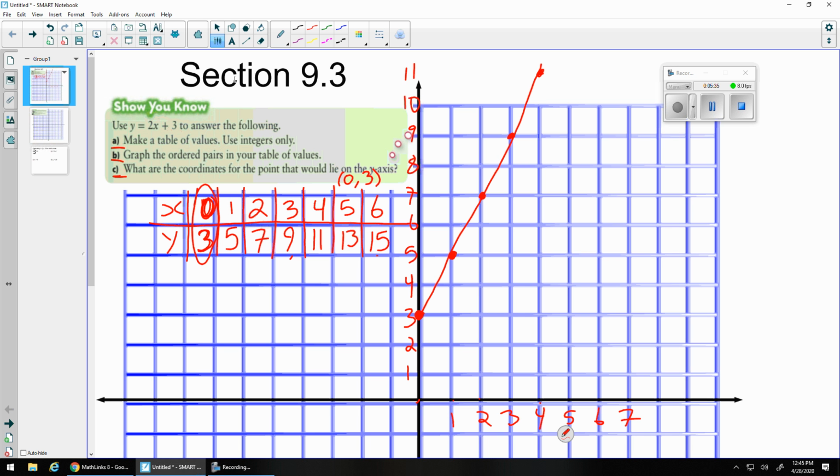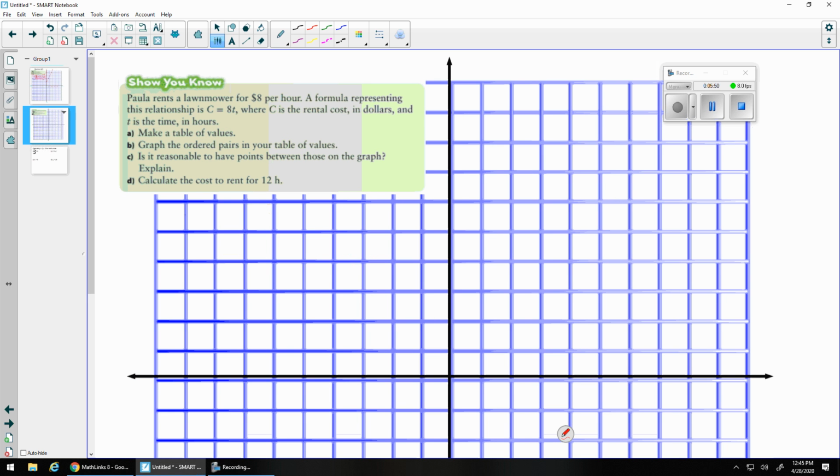Okay? So all we were really mainly doing here was taking our equation, turning it into a table of values, and then taking that table of values and turning it into a graph. That's the main thing. Okay, so here we have a situation. Paula rents a lawnmower for $8 an hour. A formula representing this relationship is C equals 8T, where C is the rental cost in dollars, and T is the time in hours. Okay, that makes sense. If it's $8 for every hour, you have to multiply that $8 by how many hours you've rented it, and that would give you C, the total cost for renting it.